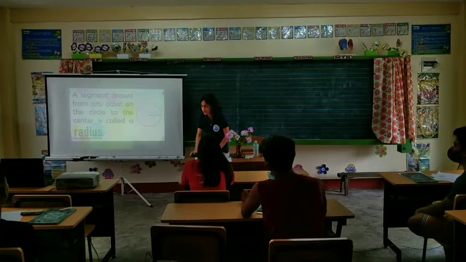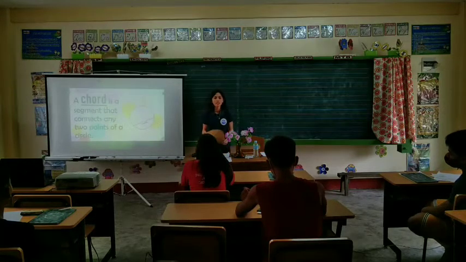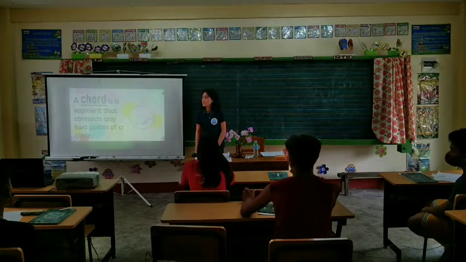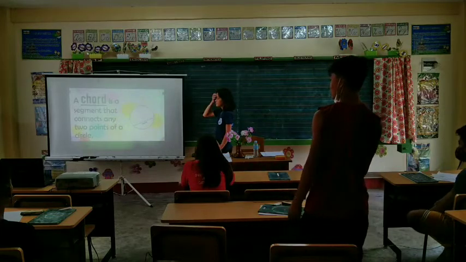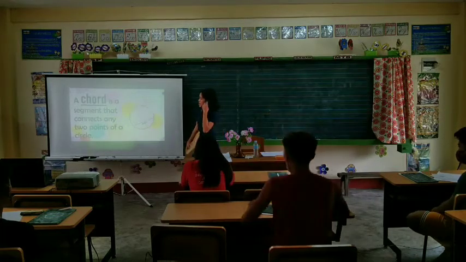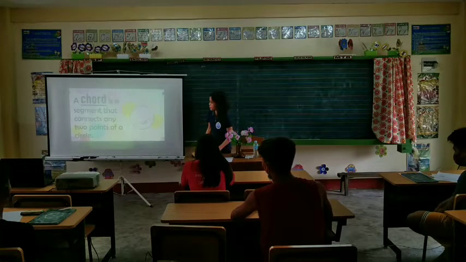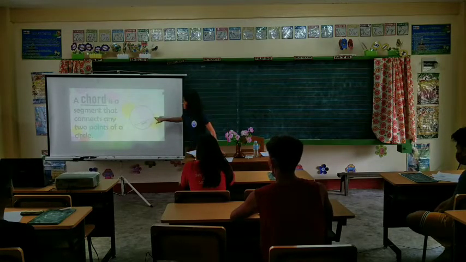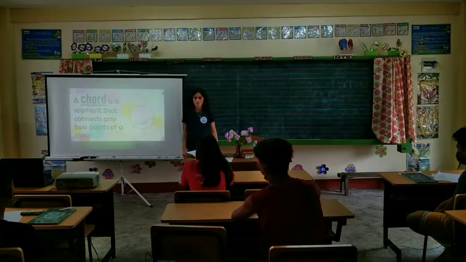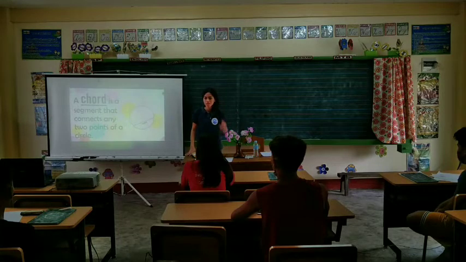Okay, so let's proceed with the chord. Okay, Nehemiah, can you please read what is a chord? A chord is a segment that connects any two points of a circle. Yes. A chord is a segment that connects any two points of a circle, or it is a line segment whose endpoints, these are the endpoints, lie on a circle. Any question with the chord?